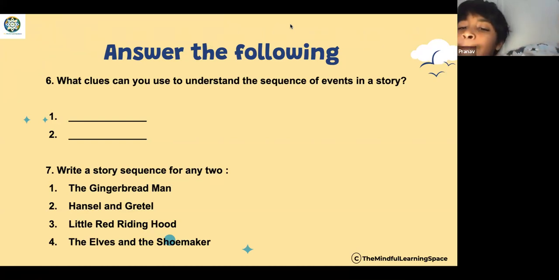Done. Okay, again, gingerbread man. Yeah, Pranav, read for us. Okay.